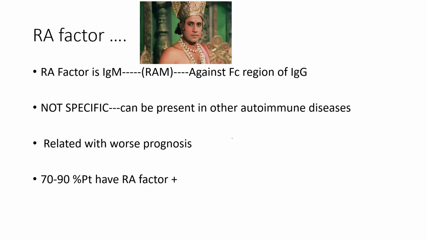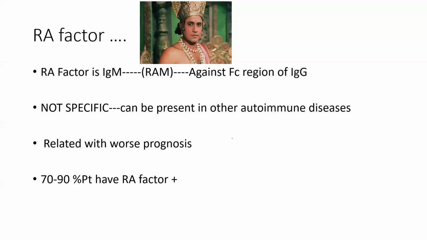So there's a confusion. There's an important MCQ: what is RF factor? So RF factor is this. This is RAM. Okay, so RF factor is IgM. IgM is immunoglobulin of M type. Okay, so it is an immunoglobulin of M type. So RA factor is IgM.